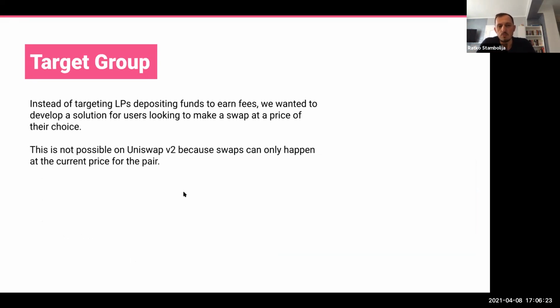Next slide. As a target group, we weren't going for liquidity providers that deposit funds to earn fees as the backbone of Uniswap. We wanted to develop a solution for users that want to make limit orders like on centralized exchanges, meaning to make a swap at the price of their choice. It's important to mention that this was not possible on version 2 because swaps could only happen in real time, meaning at the current price for the pair.